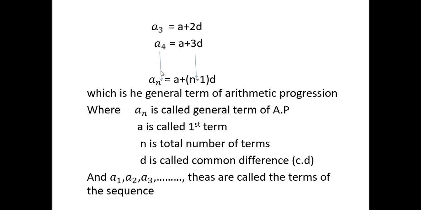Now this is called the general term of arithmetic sequence or arithmetic progression, where an is called general term of arithmetic progression, a is called first term, n is total number of terms, d is called common difference, denoted by CD. And a1, a2, a3 and so on are called the terms of the sequence, that is an is the general term, a1, a2, a3 and so on are the terms of the sequence.